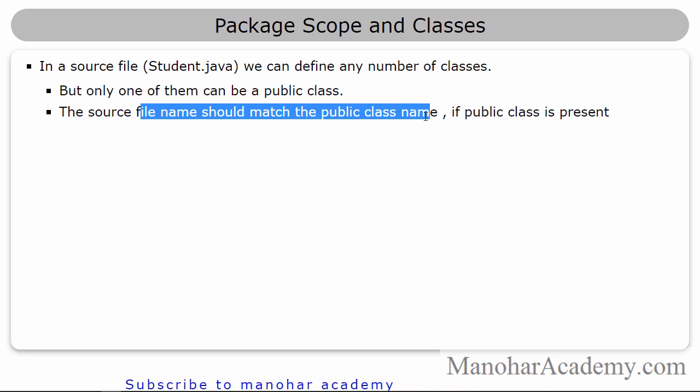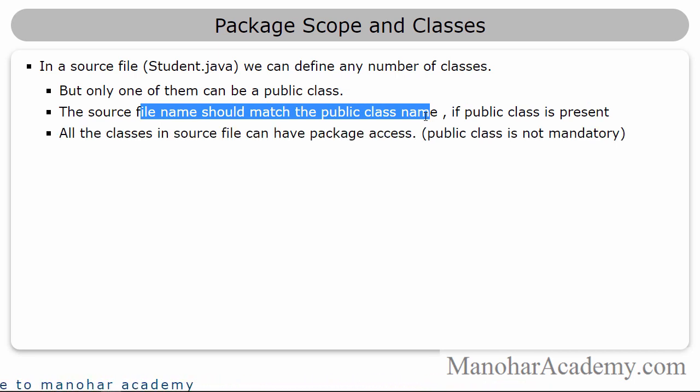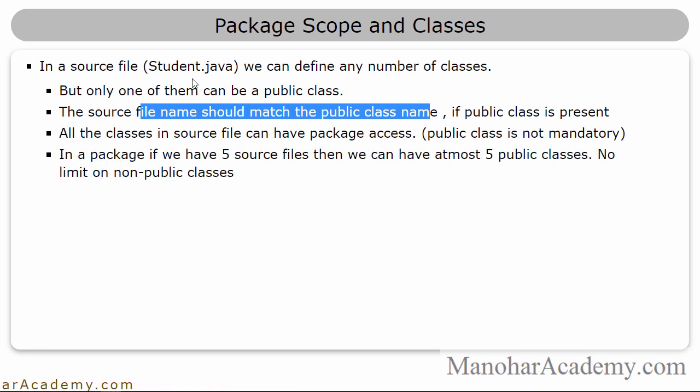At the same time, a public class is not a must. All the classes present in this file can be non-public. Whenever we say non-public, we mean package scope or package access. We don't need to have a public class at all. If it is present, it should have the same name as the file name. That is the only limitation.